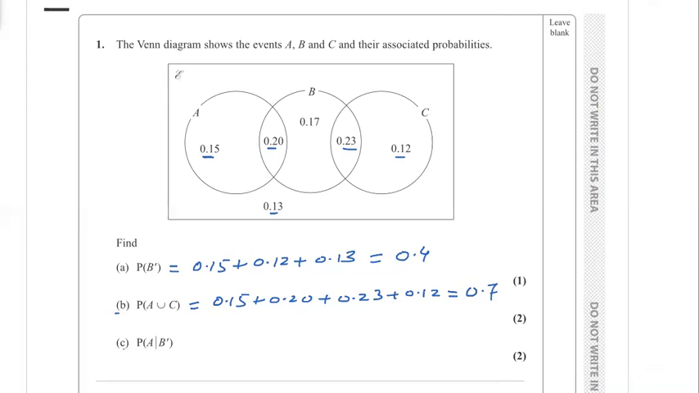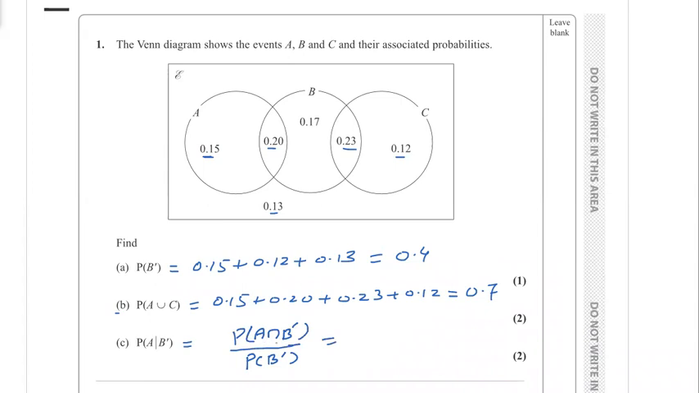In part C, we have to find probability of A given B complement. Now, as it is given B complement, so we will write the formula for probability of A given B complement. So I will write probability of A intersection B complement over probability of B complement in the denominator. Now, what is probability of A intersection B complement? Here we have to take the probability of A intersection B complement.